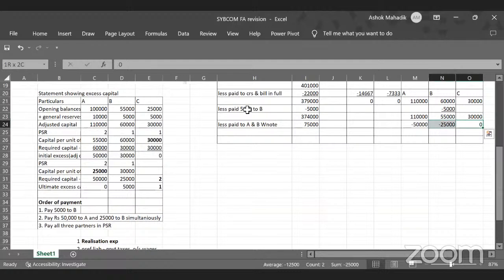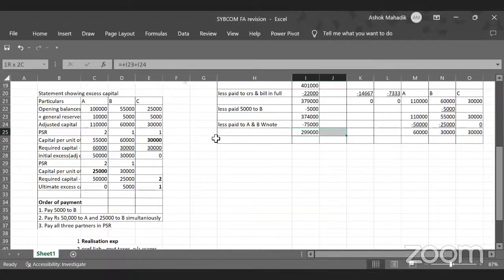So now the balance left after paying the second order: A is left with 60,000, B 30,000 and C 30,000. So students, here is one check, not catch. A check is there. Tell me, what is the cash balance now after paying this? 374,000 minus 75,000. That is 2,99,000.